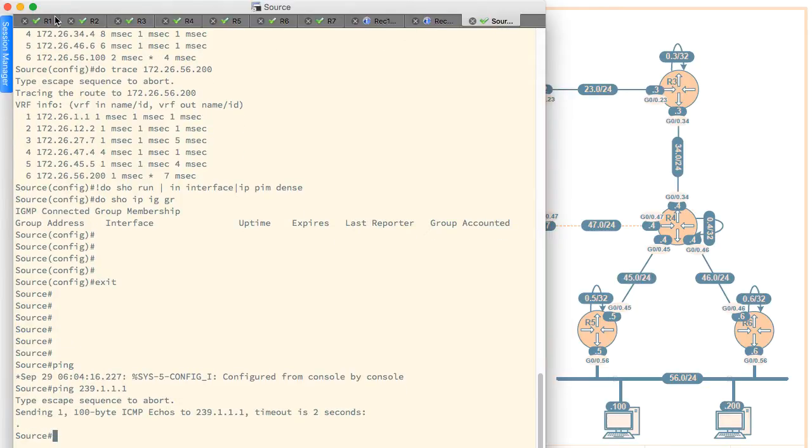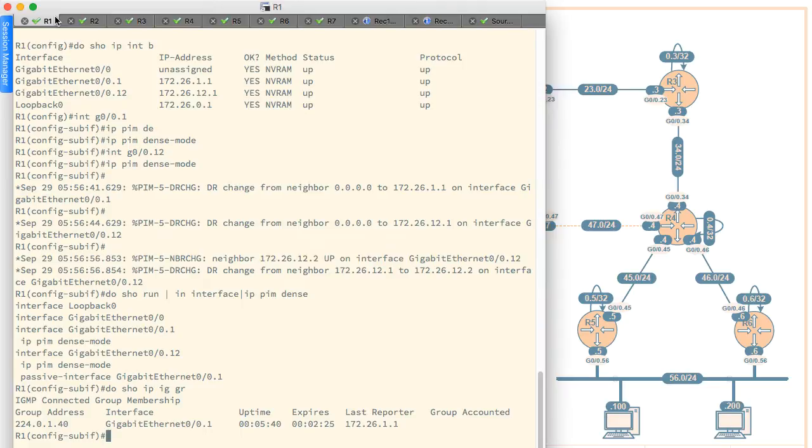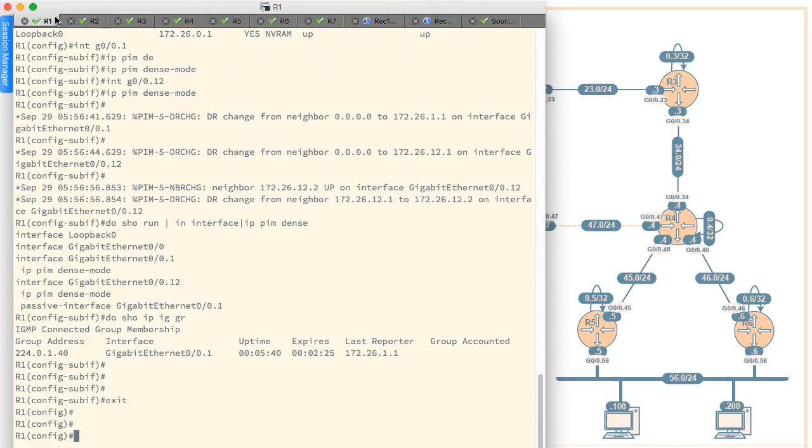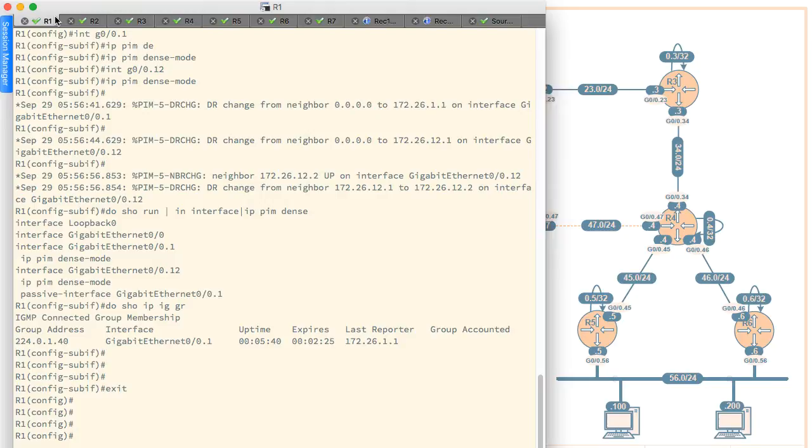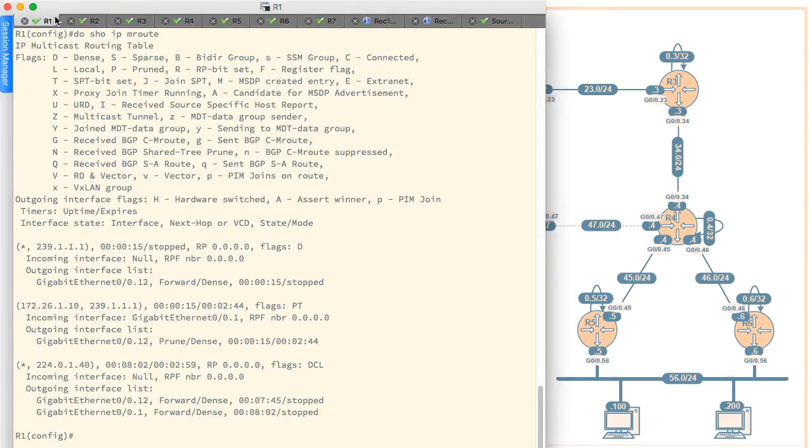What we want to see is on the FHR, or the first hop router, what happens to the multicast routing table. So I'll do show ip mroute. And there we go. There is the S,G right here. So the S,G has been created. There's a lot more to discuss with it. But for right now, we know that an S,G has actually been created. And that's a good thing.